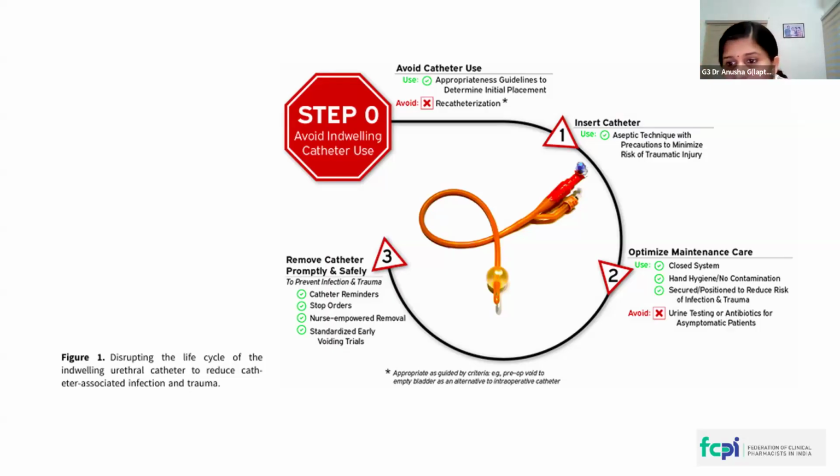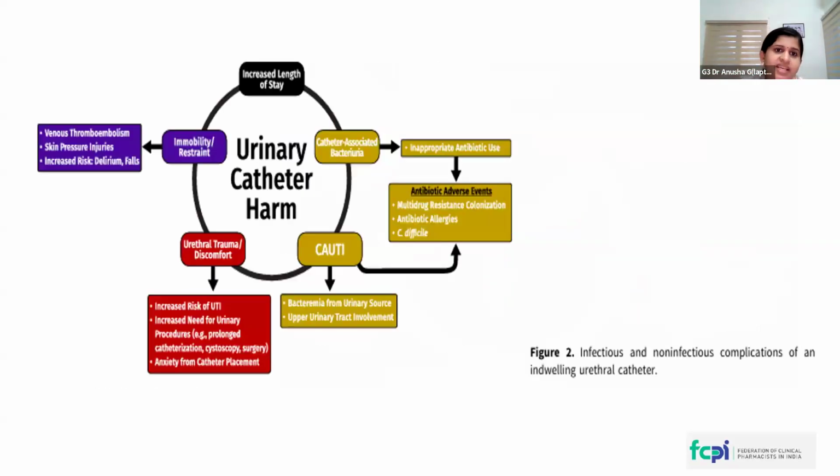And what we need to avoid at this stage is, if you don't suspect UTI in the patient, there is no indication for checking the urine for bacteriuria. So do not do that. And remove the catheter whenever it is not required. So you have to have catheter reminders to check whether the catheter is actually required for the patient. And try doing early voiding trials so that the catheter can be removed easily.